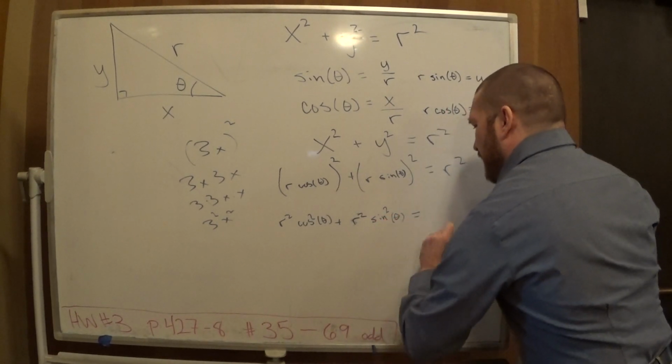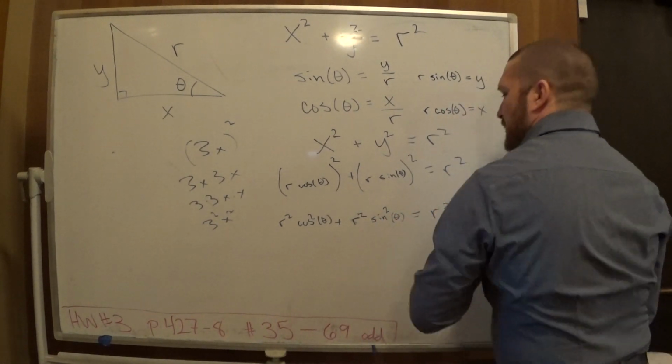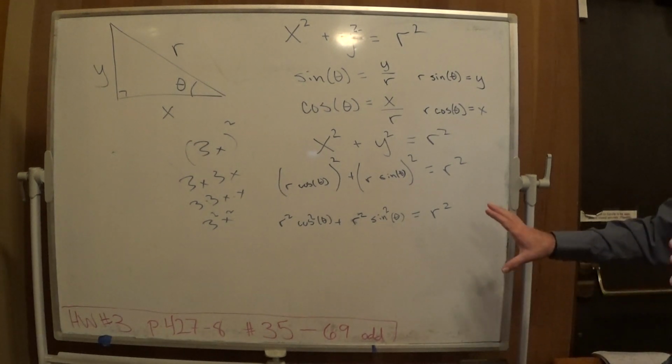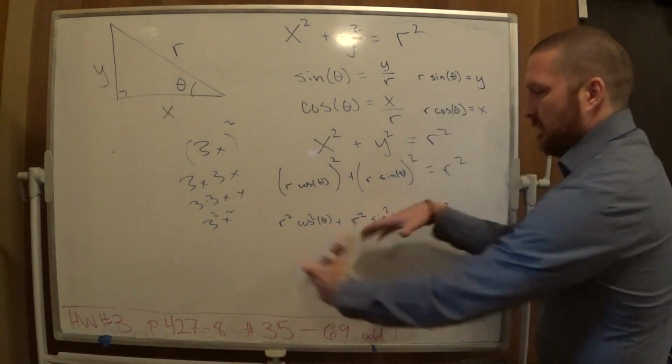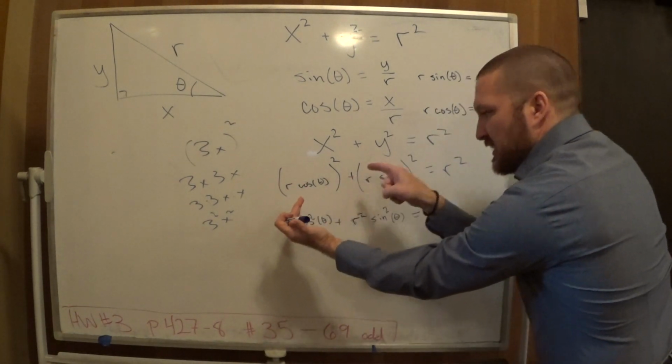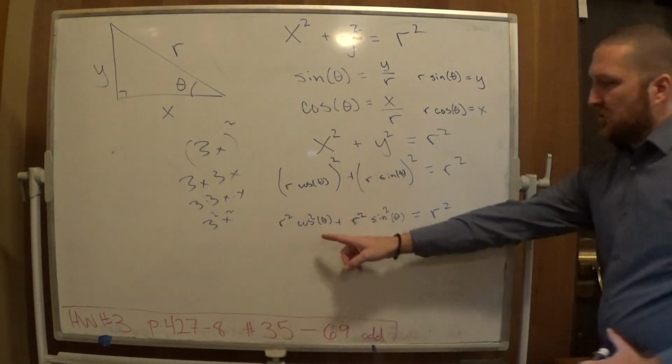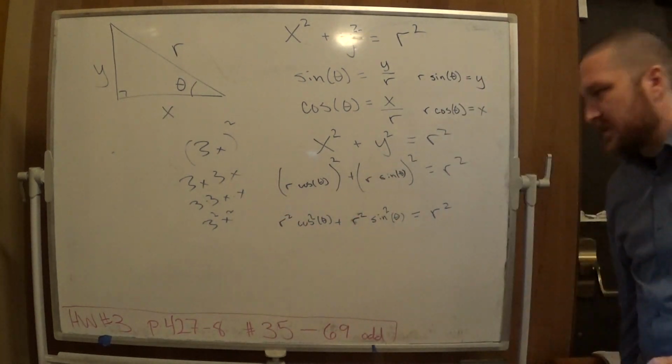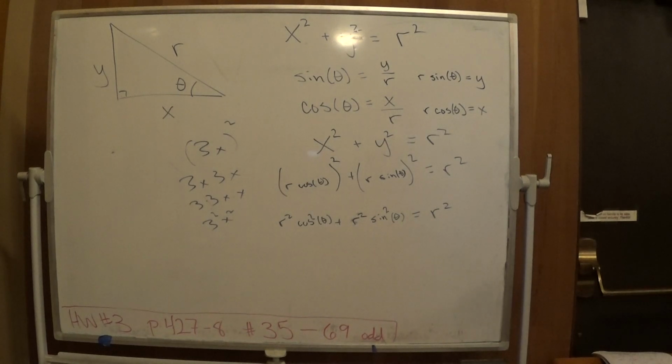And remember that sine squared and cosine squared is just shorthand for putting cosine in parentheses and then squaring what's inside the parentheses. It's just shorthand so we don't have to write parentheses all the time. Now, is there a common factor in every one of these terms here?